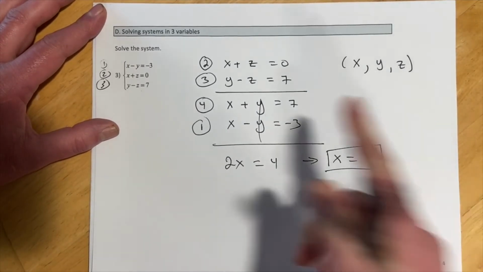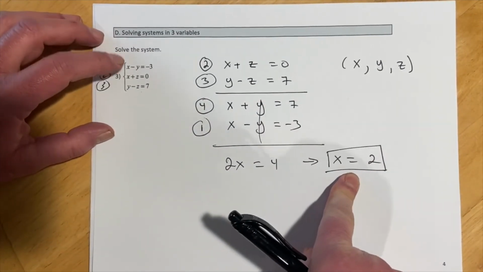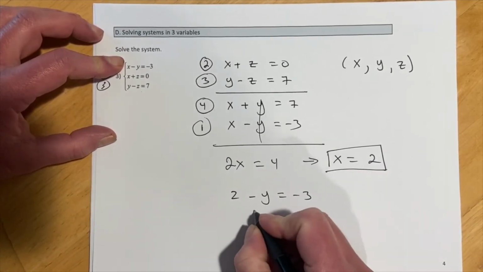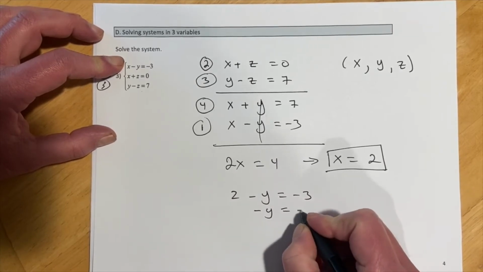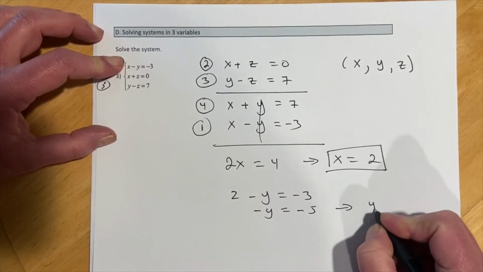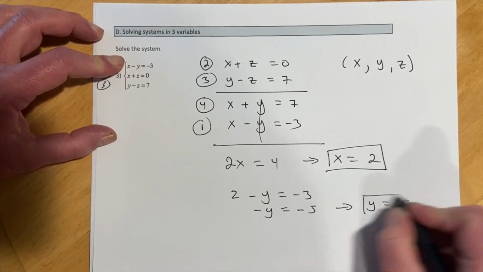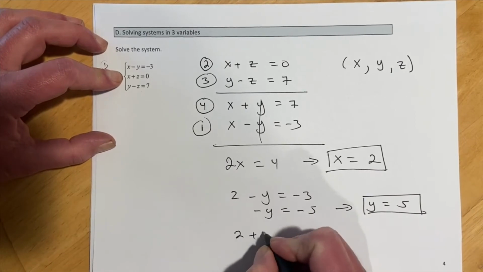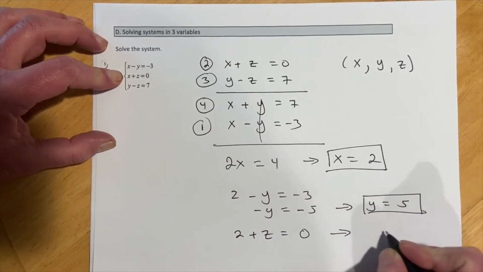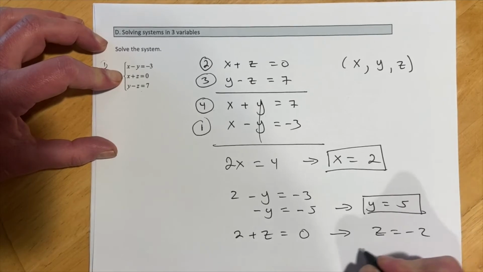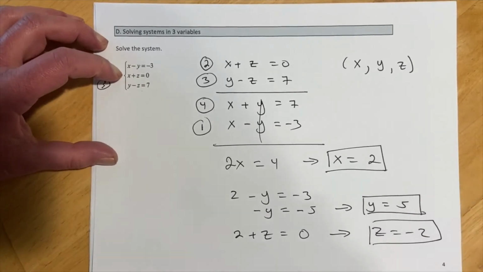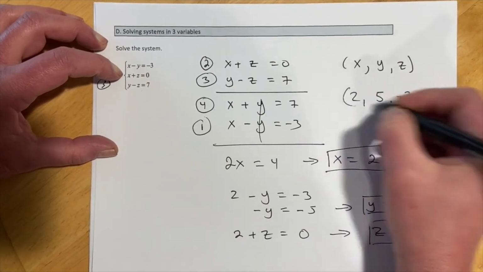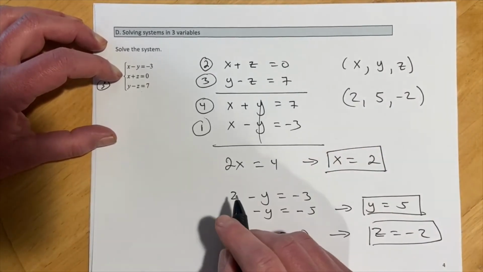And to get my next couple of answers, I'm just going to back solve. So I'll come back up here. It looks like 2 minus y equals negative 3. Minus y will equal minus 5. So then y equals 5. And then how about there? We'll go x is 2, plus z equals 0, so z equals negative 2. So my solution set will be 2, 5, and negative 2. So that's how you type it on the computer.